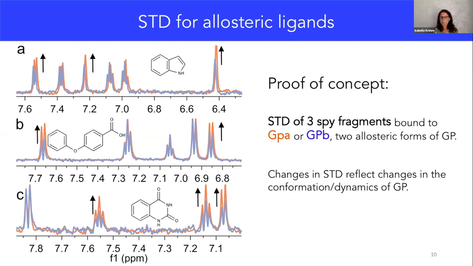This is not very big, but you can repeat the experiments and you always have the same data. So it really means something. You can repeat and you always have the same relative intensities for GPA or GPB. So it really means that if I look at the STD of one spy fragment in two different allosteric forms, I do have a difference in the STD, because the STD experiment will reflect the change in conformation and dynamics of the protein.